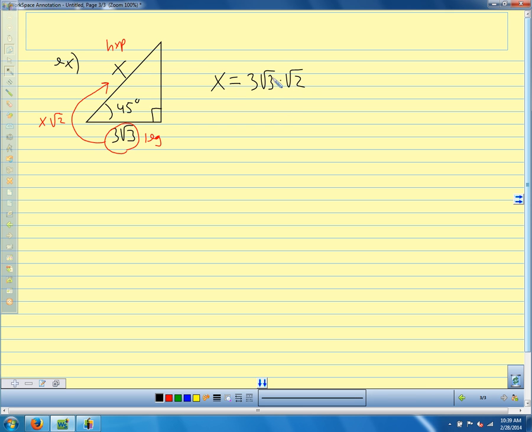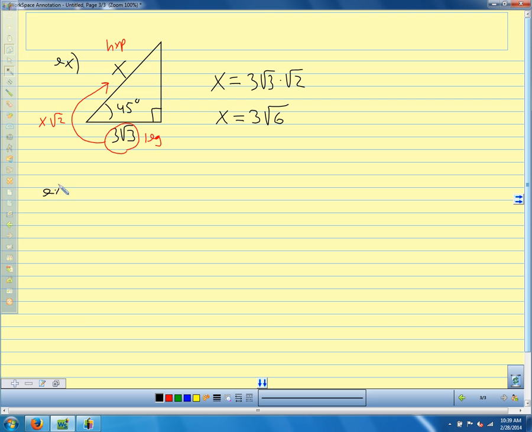The numbers under the square root, if they're both under the square root, I can multiply them together. So I get x equals 3 square root 6. And that's my answer. I can't simplify square root 6. But square root of 2 isn't in my answer. So just because it's a 45/45/90 triangle doesn't mean I have to have square root 2 somewhere in my answer. So questions there?